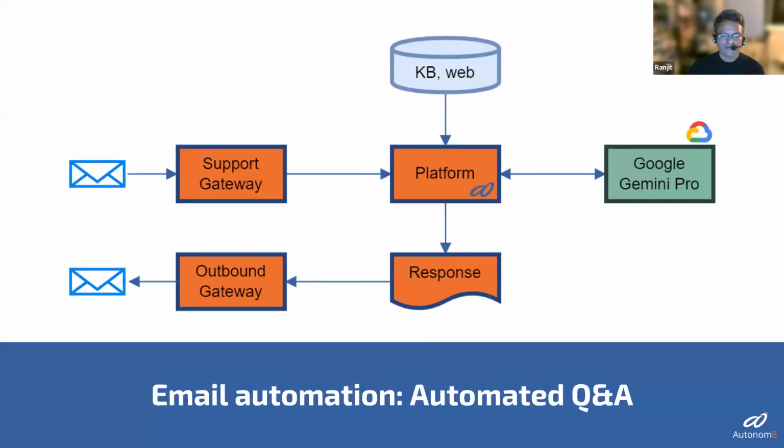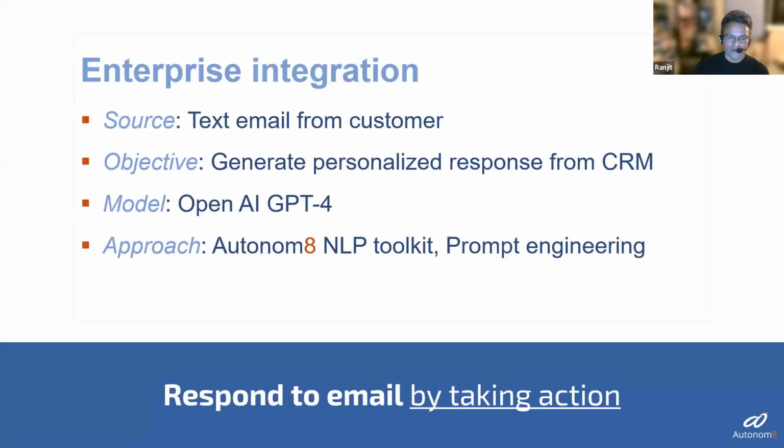This is what the architecture looks like for this particular use case. We send email to a support gateway. It goes through our platform, collects information from a knowledge base and the web, uses the Gemini Pro model to construct a response, and this response gets sent through the outbound gateway back to the customer. So that's use case number one.